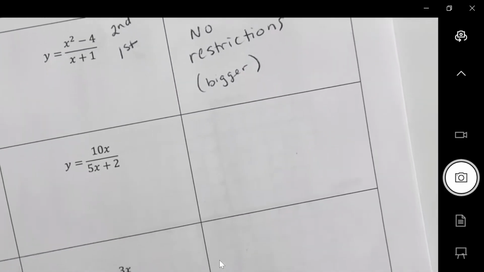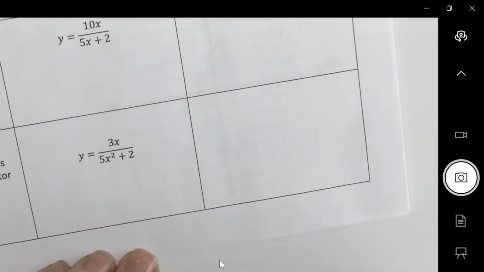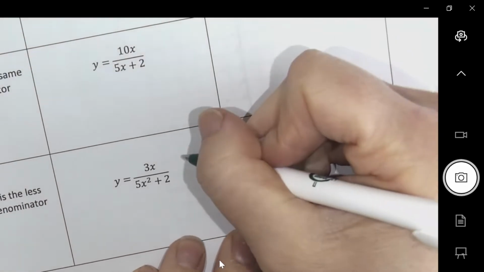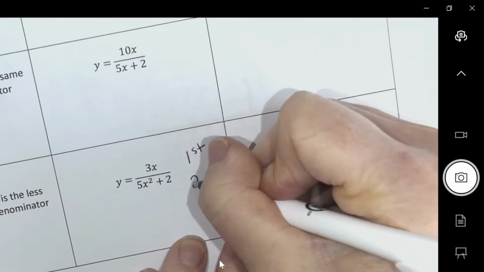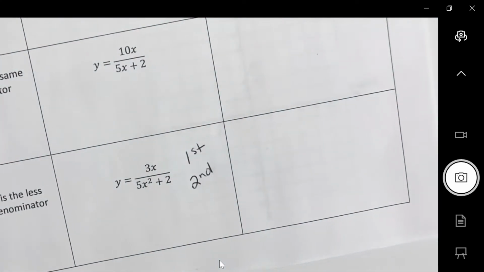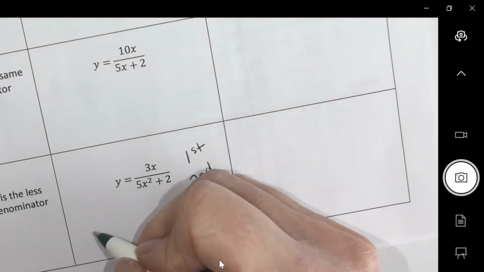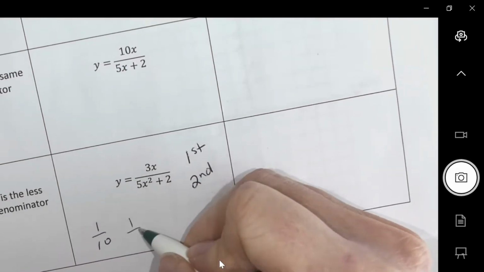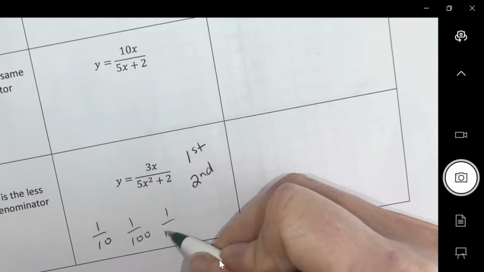Okay, let's jump to the bottom one then. So this is a first degree and this is a second degree. What would happen to your number if the bottom number was getting bigger than the top number? It gets smaller. Your number gets smaller. So I'm just going to give you an example. 1 over 10, and then 1 over 100, and then 1 over 1,000.